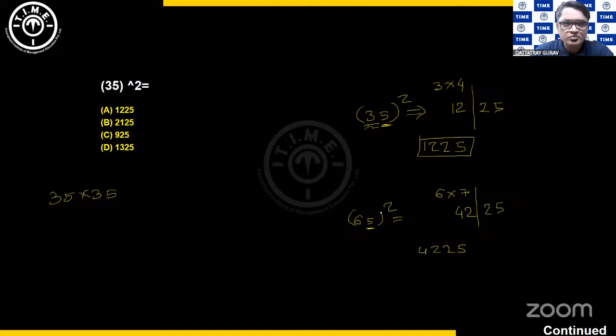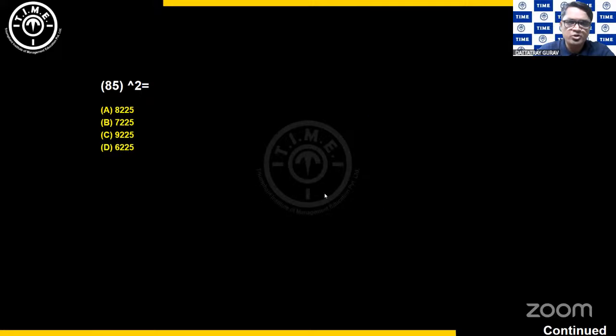Otherwise, this method cannot be applied. Take the next question now. Try to work with this same logic. We want 85 square. Apply the same logic. Whenever the number ends with 5, the answer must end with 25.